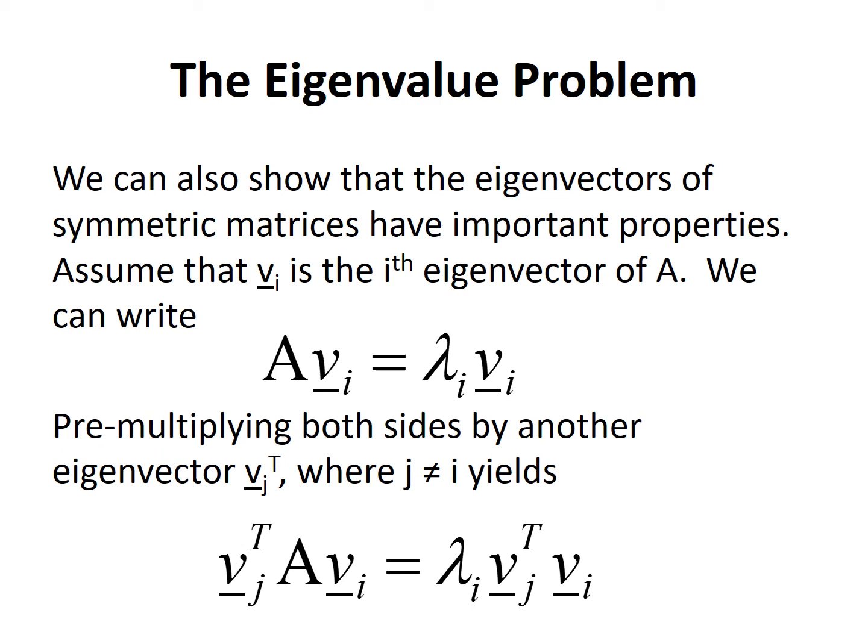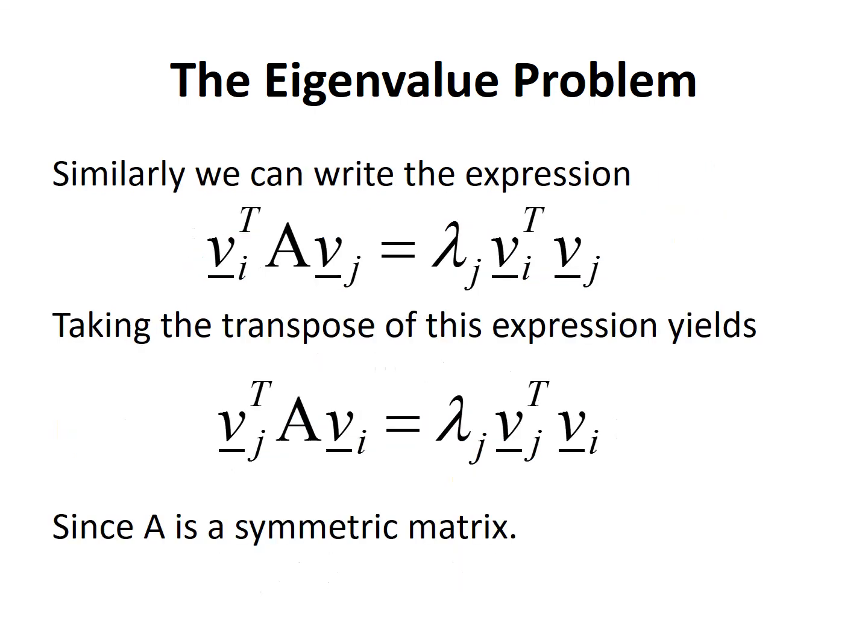The eigenvectors of the matrix also have properties that will be very helpful to solving multi-degree of freedom vibration problems. Once again, writing the eigenvalue problem for the ith solution, we can pre-multiply both sides by the transpose of the jth eigenvector, assuming that j does not equal i. Once again, we get a scalar on both sides of the expression. Now assume that we take the eigenvalue problem for the jth eigenvalue and pre-multiply by the transpose of the ith eigenvector. The symmetry of the matrix A allows us to write the second expression on this chart. If we compare this to the expression on the previous chart, we'll note that the term on the left-hand side of both equations is equal.